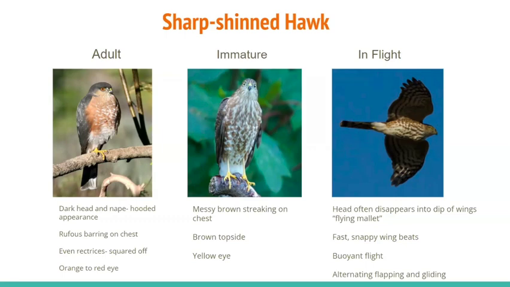In flight, I always like to think of sharp-shins as flying mallets. So when their wings are tucked up, their head often disappears into the dip of that wing. Their wing beats are very fast and snappy, and it's very buoyant. If you see a sharp-shin flying in the wind, they're just being tossed around. I always think of it as like a butterfly. If a butterfly were a bird, it would be a sharp-shinned hawk. And like most accipiters, they have this alternating flapping and gliding flight pattern.